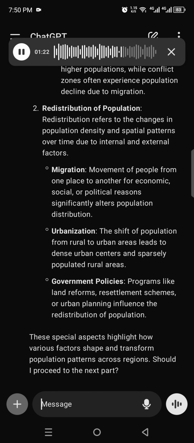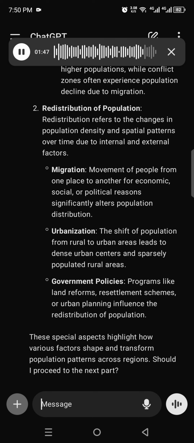2. Redistribution of population. Redistribution refers to the changes in population density and spatial patterns over time due to internal and external factors. Migration. Movement of people from one place to another for economic, social, or political reasons significantly alters population distribution. Urbanization. The shift of population from rural to urban areas leads to dense urban centers and sparsely populated rural areas.